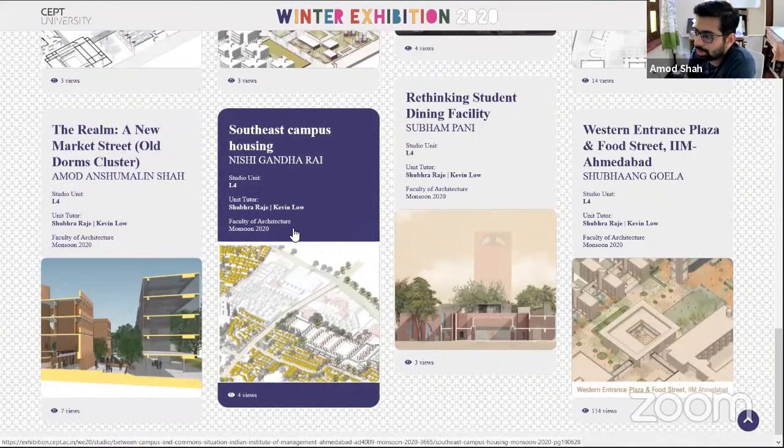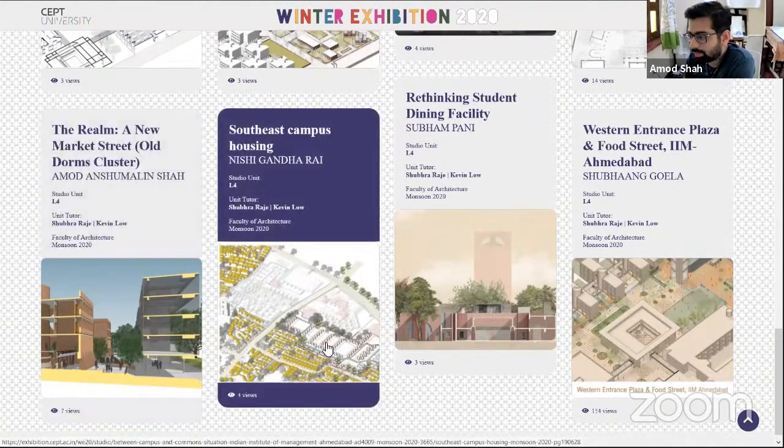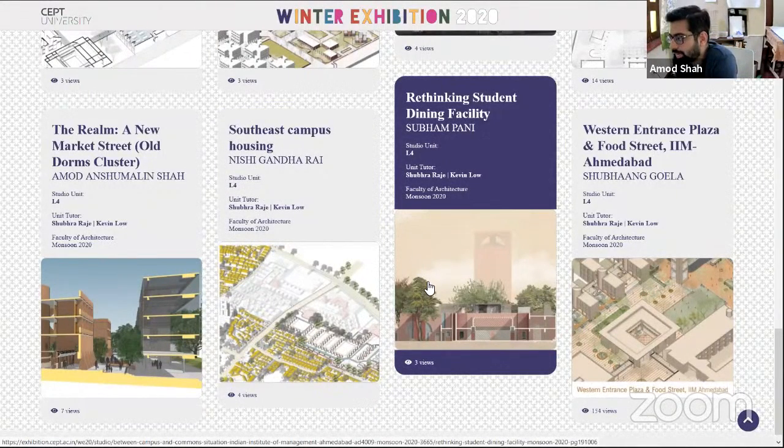Then we look at Nishi's project, which was detailing out these densifications for both residential setup for students and also for the faculty. Then Shubham Pani looked at the old dining block designed by Anant Raje and picked it up and retrofitted it with a students' facility, which became the hub for all the students to come together, and how that had to weave back again with all of the rest of the retrofitted buildings.